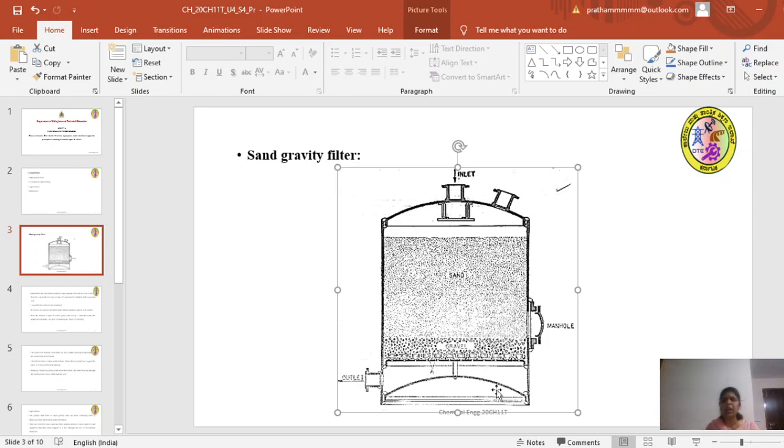This is a simple gravity filter, one of the oldest filters being used, and nowadays most industries also use this type of filter. Just have a look at the diagram here. You have the chamber in which you have a bed of filter medium. The bed of filter medium will be in the form of sand and gravel. Then you have an inlet and an outlet.